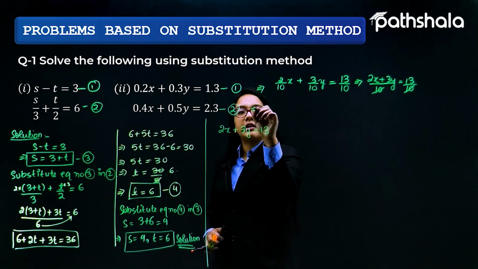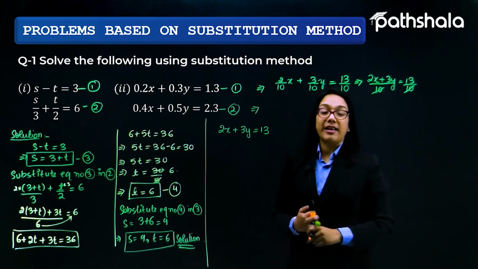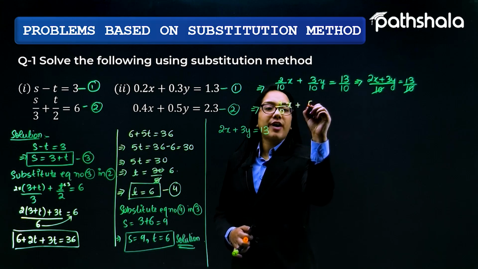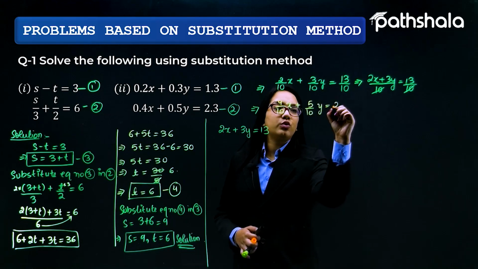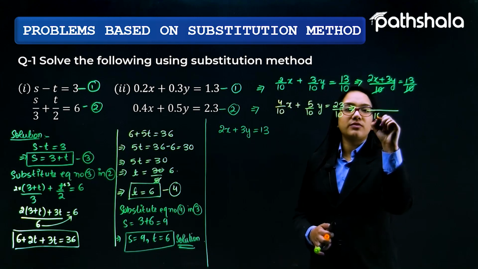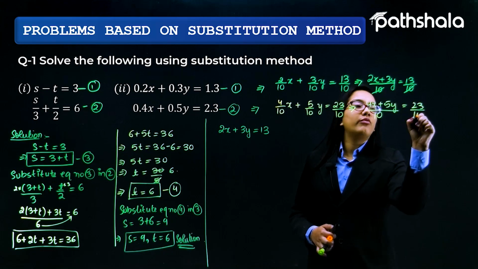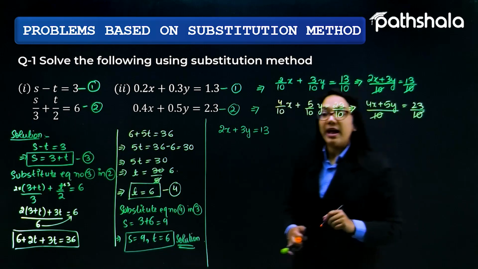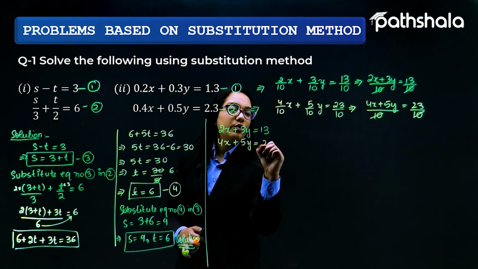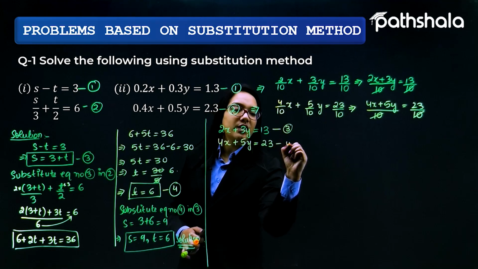Now in the same manner, let's convert the second equation into its simplest form. So 0.4 can be written as 4 by 10x, further 5 by 10y, which is equal to 23 by 10. If we take the LCM on the LHS, we get 4x plus 5y is equal to 23 by 10. Obviously, 10 and 10 cancel with each other, and the equation we get is 4x plus 5y is equal to 23. Let us call this equation number 3rd, and this equation number 4th.